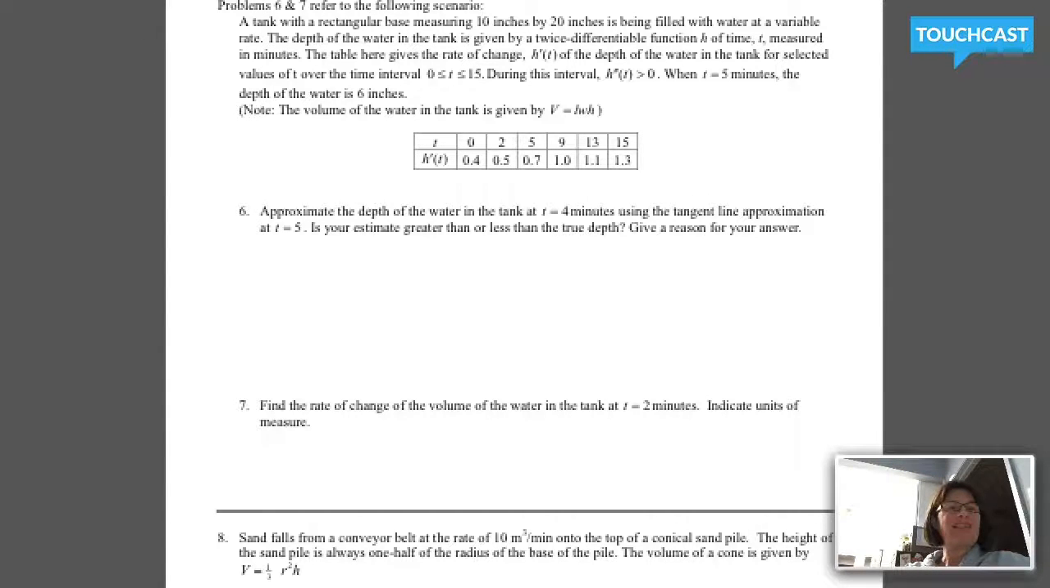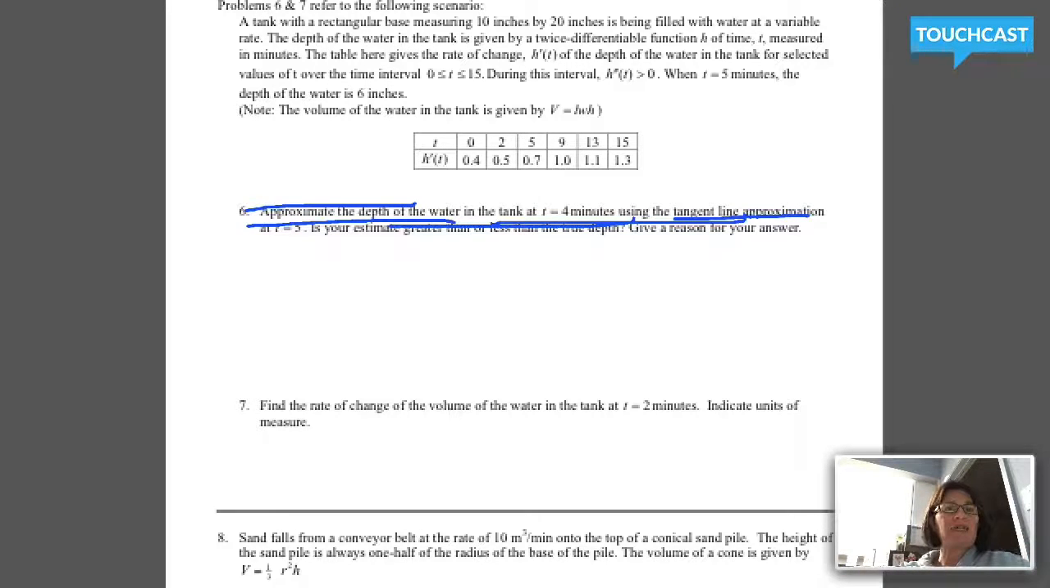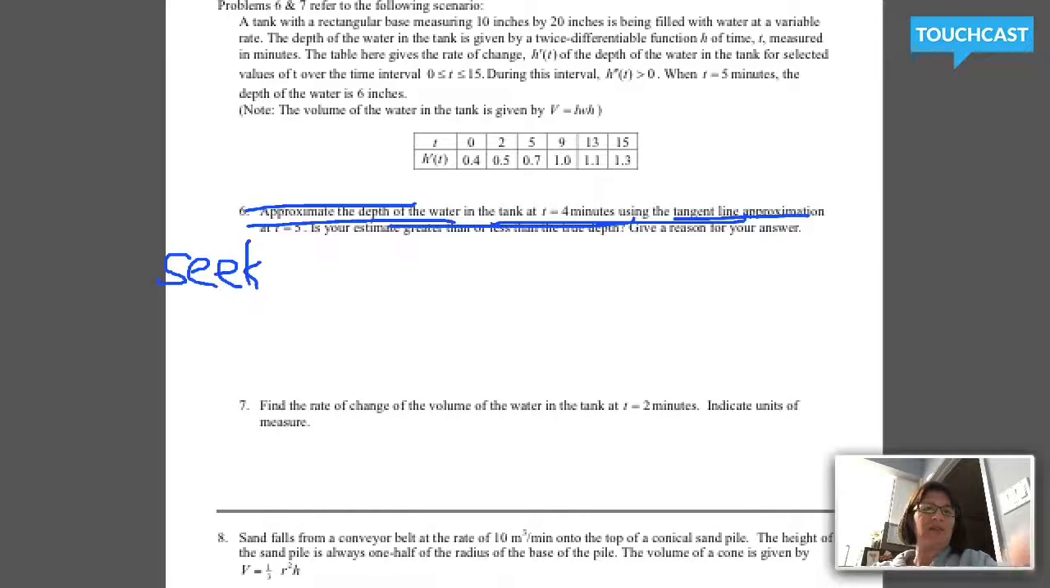What else do I know? I've been asked to find the rate of change of the volume of the water in the tank at time t equals 2, and to give units with my answer. I'm not working on question 6. This is just a convenient place to work in here. So find the rate of change of the volume of the water. That sounds like the thing I'm looking for. I seek dV/dt, specifically dV/dt at time t equals 2.